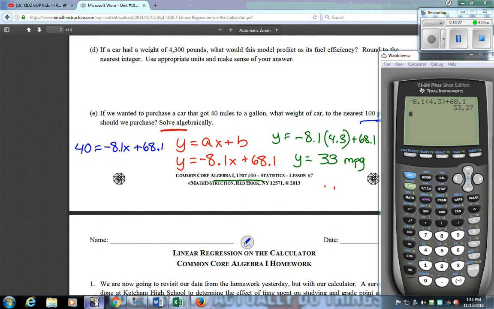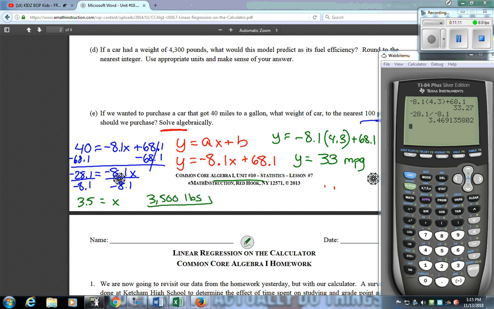x. So I could solve for x by subtracting 68.1 on each side. And then I would have to divide each side by negative 8.1. So in this case, it'd be negative 28.1 divided by negative 8.1, which to the nearest tenth, in this case, x would have to be 3.5, or in this case, 3,500 pounds. So if I had a car that weighed that much, I would expect to get 40 miles to the gallon.